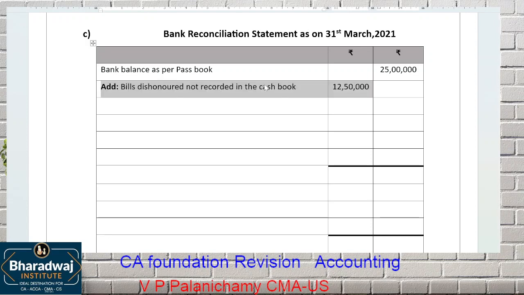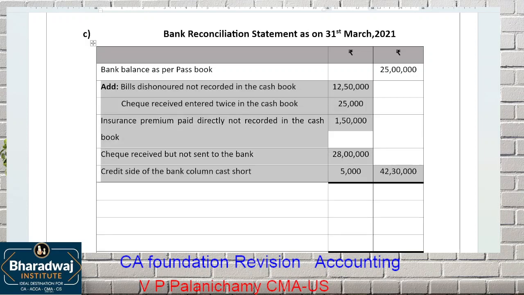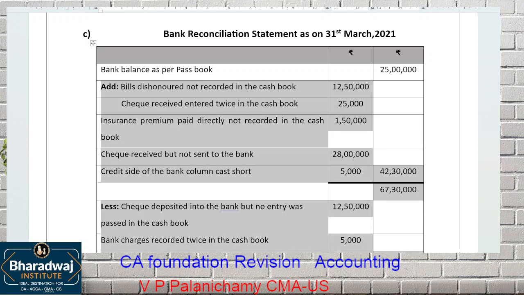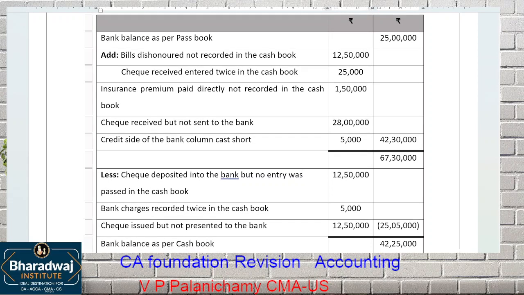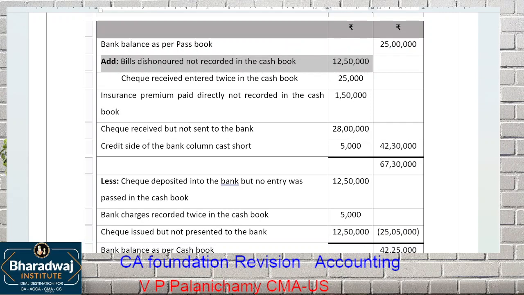Check your answer. Who are we now? We are all banker. First one, why are we adding? Bills dishonored, not recorded in cash book. If a bill is dishonored, what would they have done in the bank? They would have deducted it, but the customer did not deduct. So what should we do? Add back.